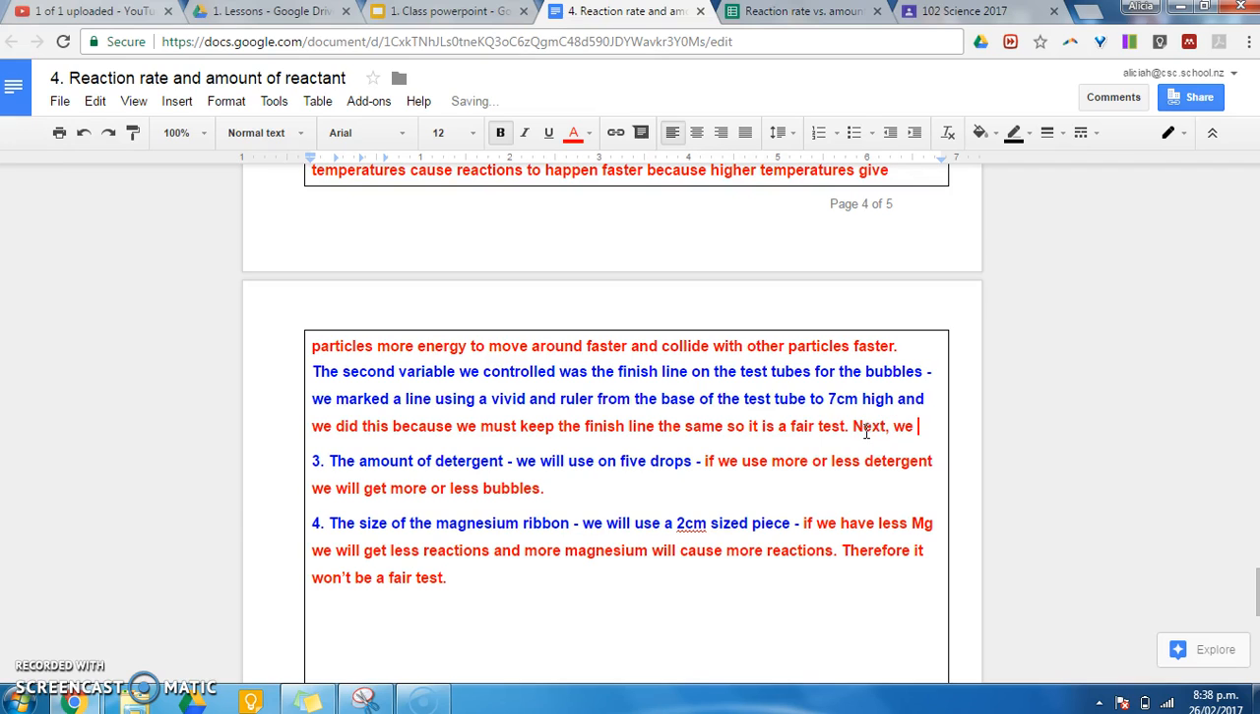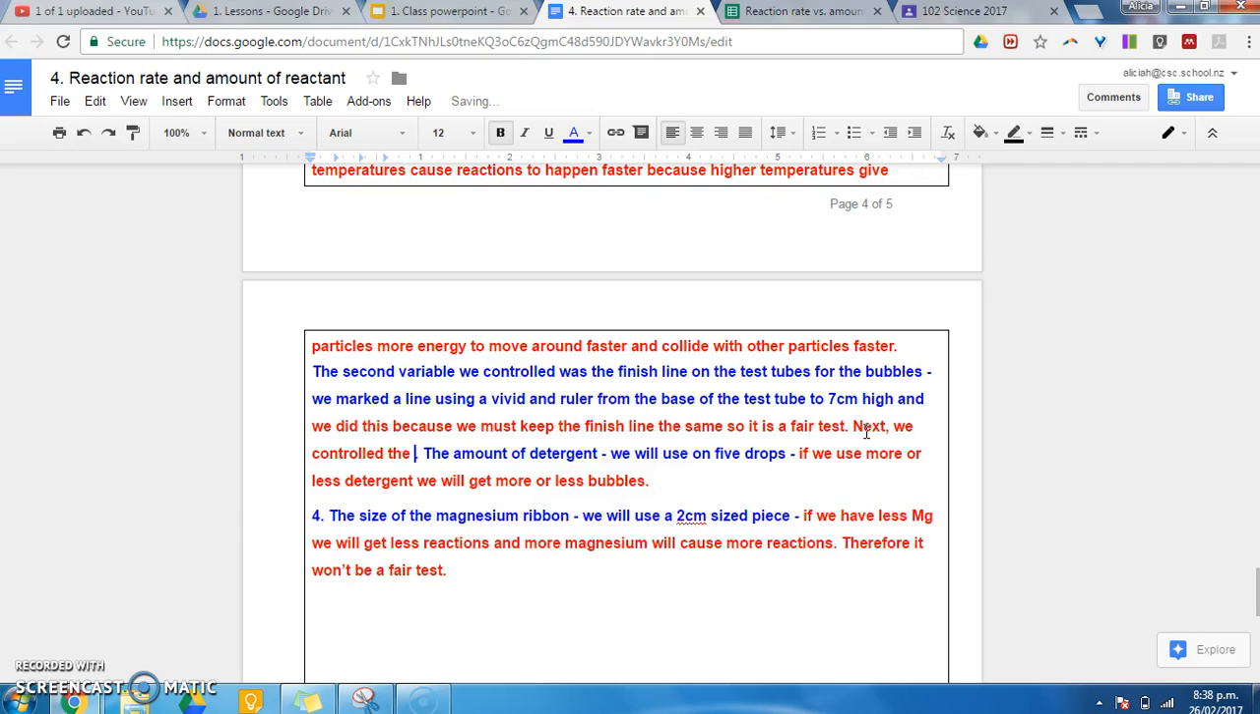Next, we controlled the amount of detergent. So we can put that bit in blue. We only used 5 drops, 5 drops in each trial. Why did we do this? Because if we used more or less detergent, we would have got more or less bubbles. Therefore, it wouldn't have been a fair test.